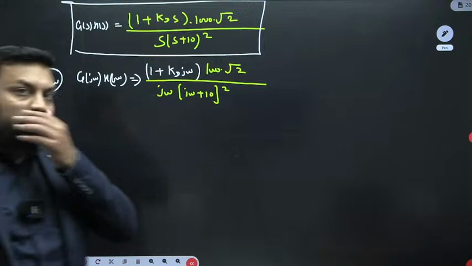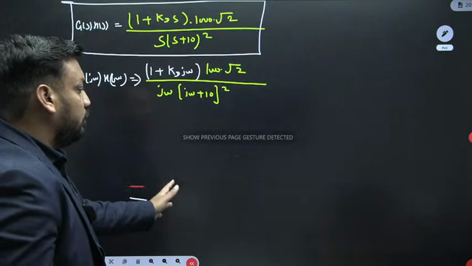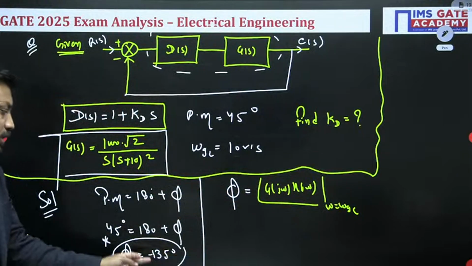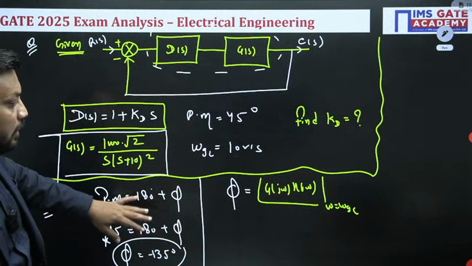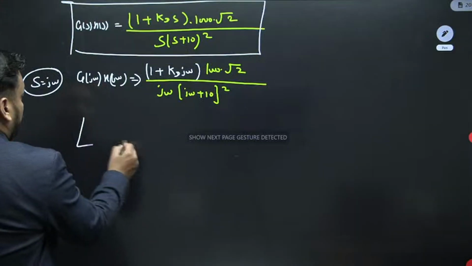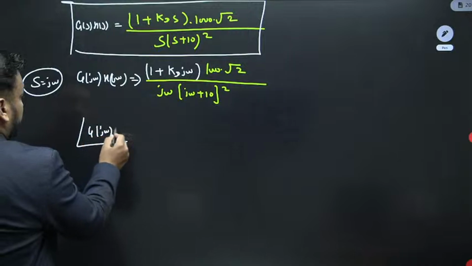Now students, I need to write the angle equation. What I am looking for is the angle of G(j omega) H(j omega) at omega_gc, which gives me phi, and I will equate it to the phi value. Whatever unknown value comes, that is what I find. The omega_gc value is also given to me as 10, and I am looking for KD. So first of all, you should find the angle of G(j omega) H(j omega).